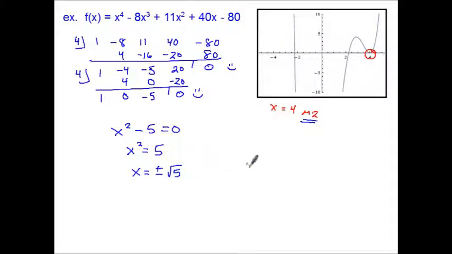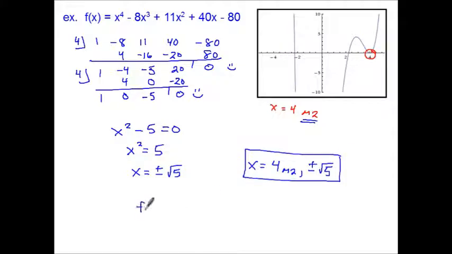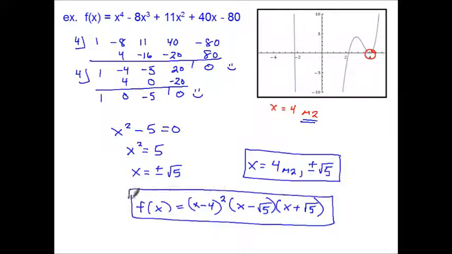So our complete list of zeros now is x equals 4, and probably a good idea to throw some kind of notation about multiplicity of 2 down there. And then we've got our plus or minus root 5. Of course, if you want to write this guy as a product of linear factors, we've got f of x equals x minus 4. You can either write another x minus 4 or just simply put that as a square. I would accept it either way. And then we've got x minus root 5, which is from the plus case of this, and then x plus root 5, which comes from the minus root 5. And now there's those. Hopefully that made a little bit of sense.